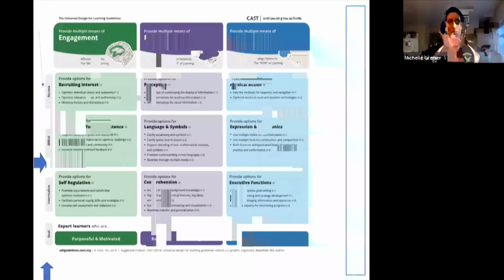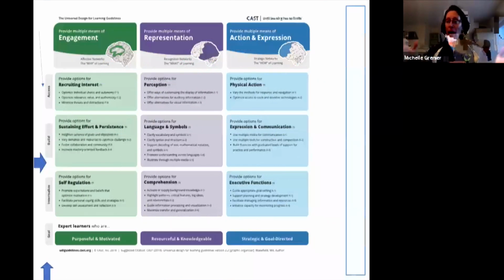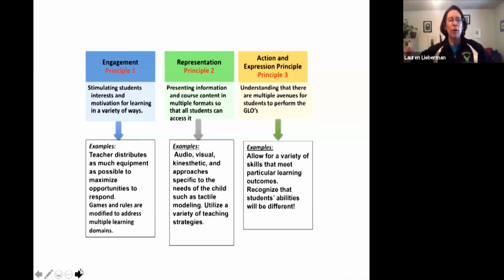For example, the teacher can distribute a lot of equipment, as much variation of equipment as possible, to give them more turns and more challenge. Also, the games and rules are modified to address multiple learning domains, and again, not for one student, but for everyone. Everyone has the choice to hit a ball off a tee or pitch it to themselves. What motivates them? What's going to be challenging for them?